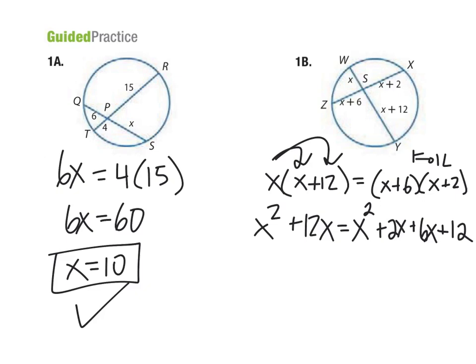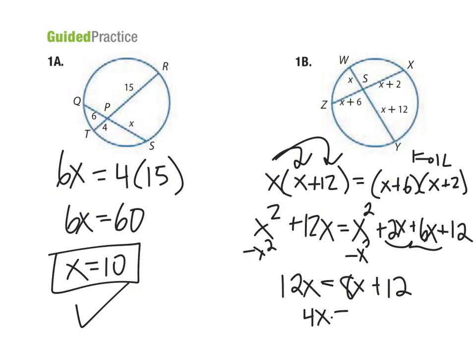Now we're going to continue to solve this here. We're going to subtract x squared from both sides. And we're going to go ahead and combine these together. So we get 12x equals 8x plus 12. Then you can subtract 8x from both sides. So 4x is 12, which means x is equal to 3. So that's the answer for part B.